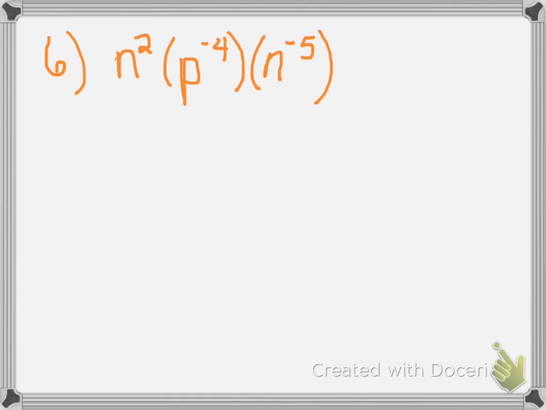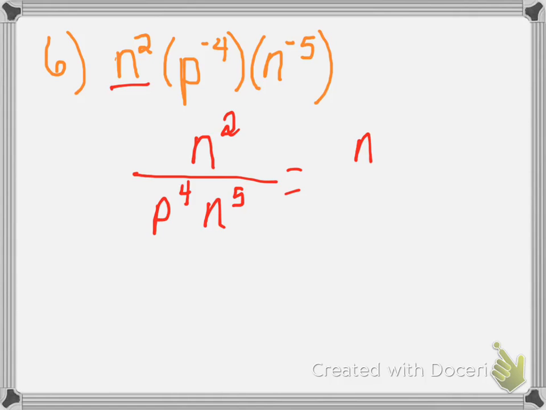On number 6, remember with negative exponents, if it's a negative in the top, it goes to the bottom. If it's a negative in the bottom, it goes to the top. So right now, this is the only one with a positive exponent, so that stays on the top. Then you're going to move p to the negative 4 to the bottom, and the exponent becomes positive. You move n to the negative 5 to the bottom, and the exponent becomes positive.